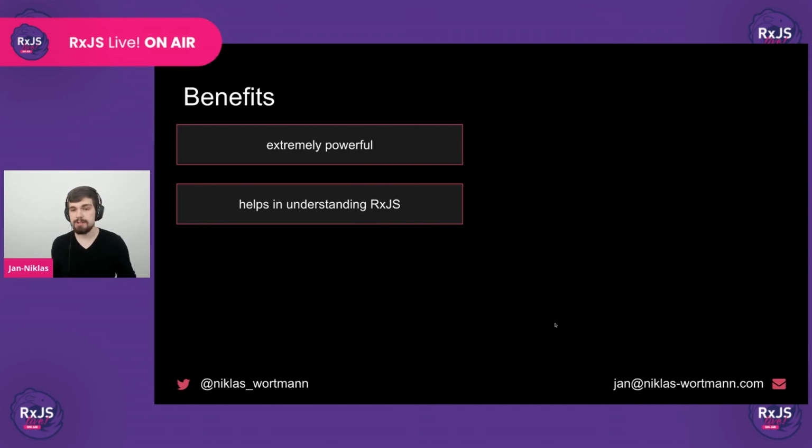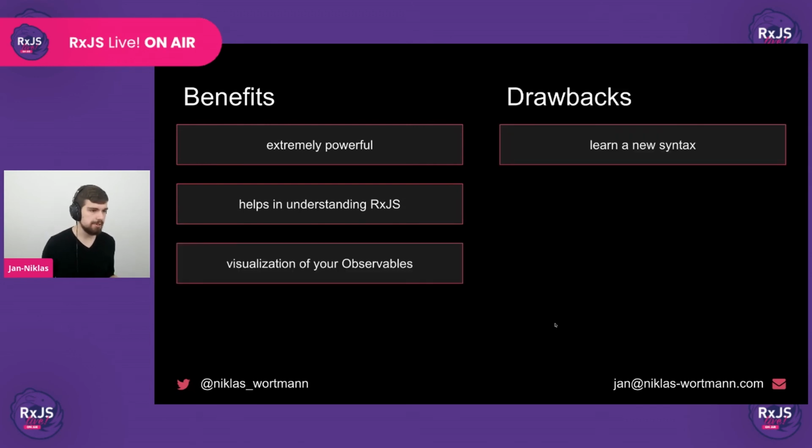It also helps you in understanding RxJS a lot better, just because by representing the observable with this ASCII marble diagram, you will learn a lot about how operators work and behave. So this is definitely a benefit that I want to mention here. On the other hand, it's also visualizing your observables. So it might help you in understanding how your code works, and when you're used to that level of syntax, it might be easy for you to maintain that.